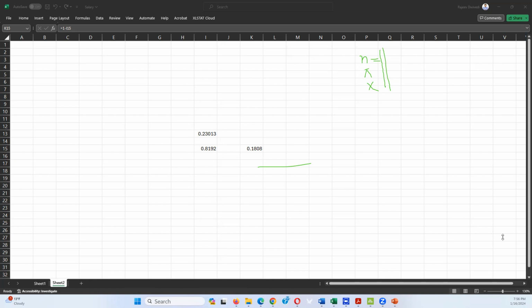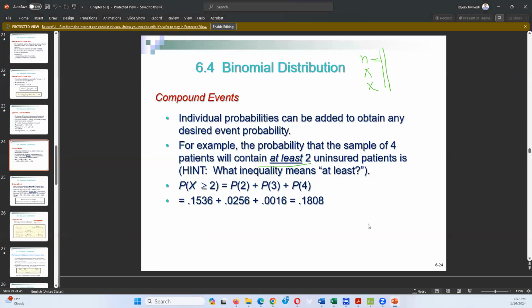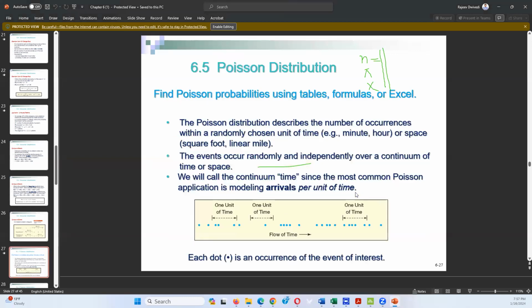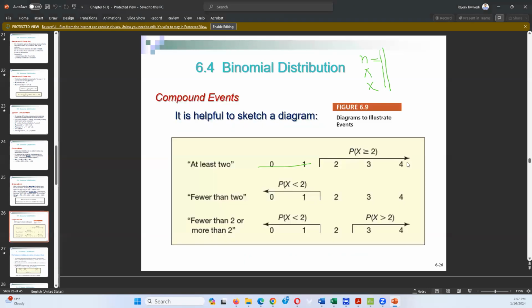So first is binomial, second is Poisson. How do you pronounce? I don't know, but Poisson distribution. And this is a very important distribution in many cases. Basically this distribution deals with average. So whenever you see any situation of average, you can use this distribution. Binomial is yes, no, success, failure, 0, 1. Poisson distribution deals with average.